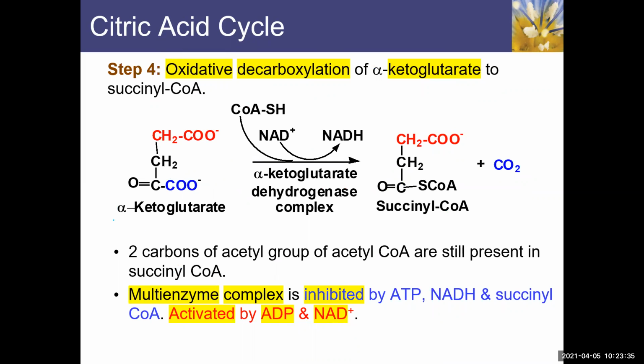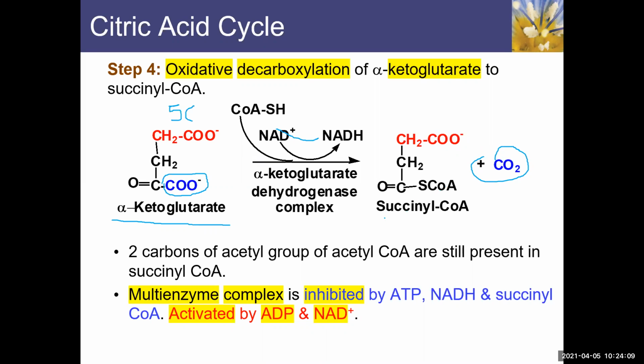So we had alpha ketoglutarate, which was a 5 carbon compound, right? And then what happened over here? Anybody? We have a decarboxylation reaction, an oxidative decarboxylation reaction. Look at this. We have NAD converted into NADH, and at the same time this CO2 is released. So oxidative decarboxylation happened over here.